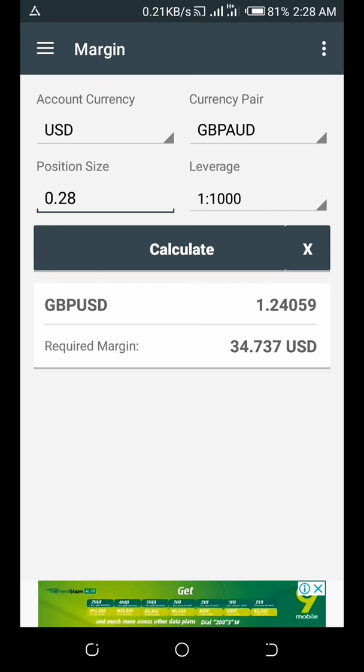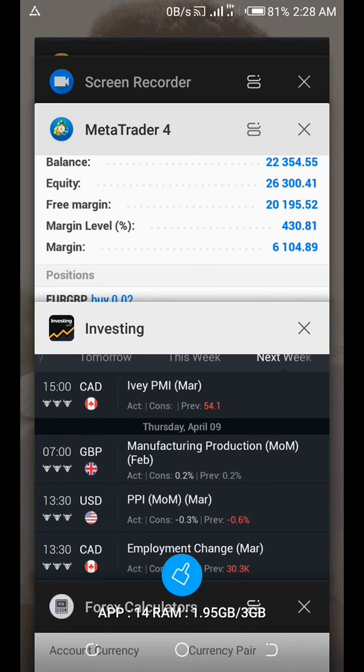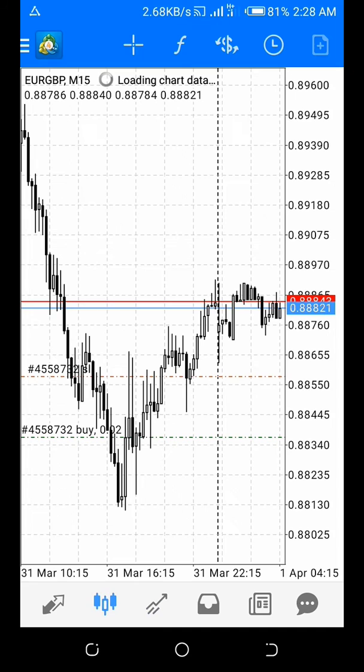After determining the lot size, don't forget the first step is knowing the time of the event. I already know my time of event to be 5:30. So by 5 a.m. you should already be on your MT4 analyzing, checking the direction. I'm going to teach you in a separate video how to know the direction of a market during fundamental events.